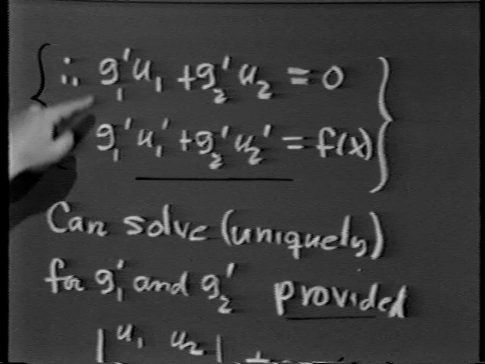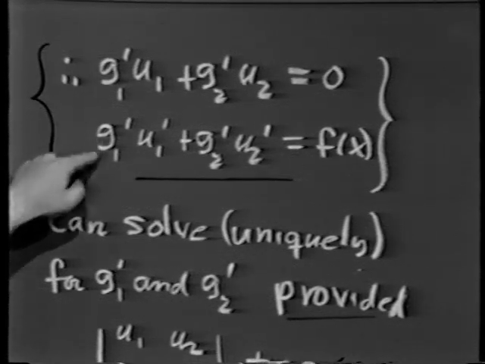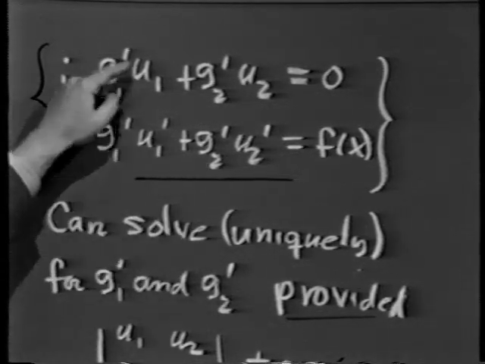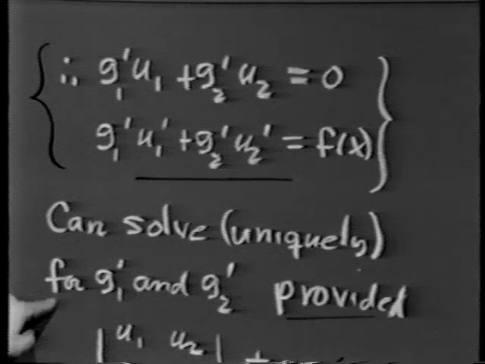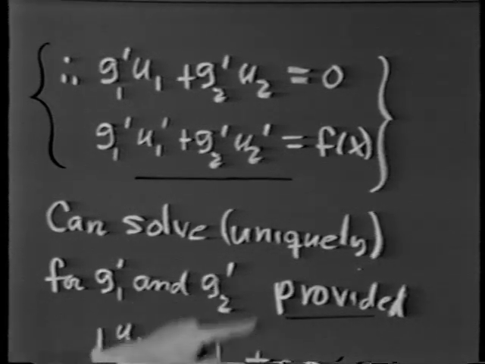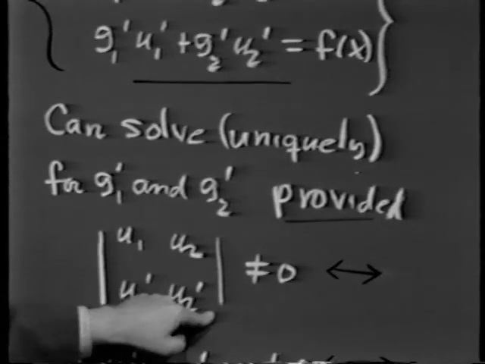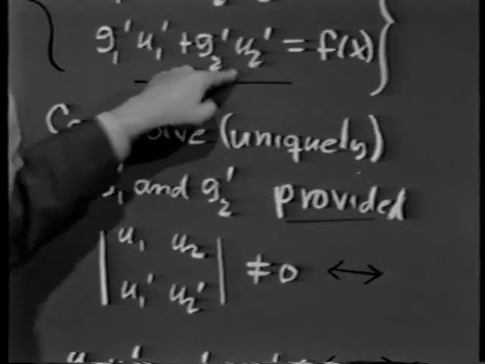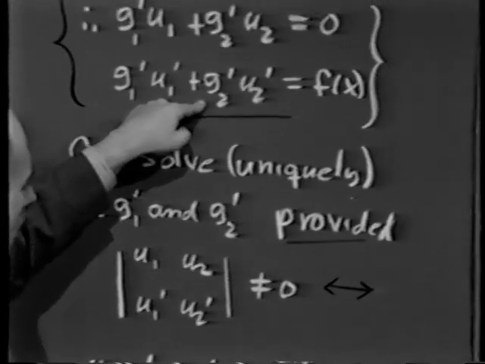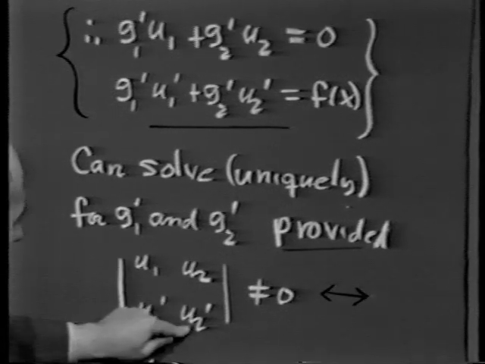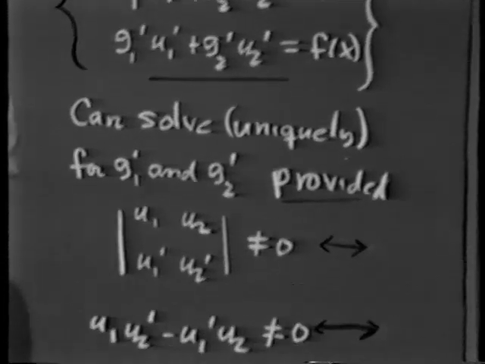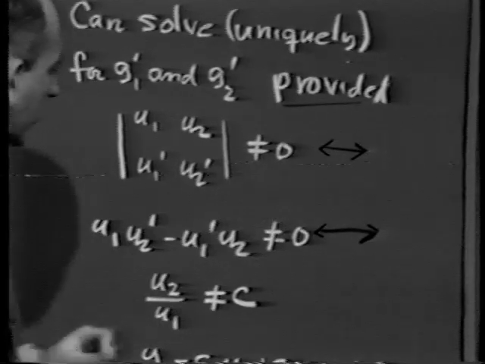The only time that we can't solve these equations for g1 prime and g2 prime would be when the determinant of coefficients is equal to 0. In other words, we can solve uniquely for g1 prime and g2 prime, provided only that this determinant of coefficients, since g1 prime and g2 prime are the unknowns, is not 0. But what is this determinant? It's u1 u2 prime minus u1 prime u2. That must be unequal to 0.